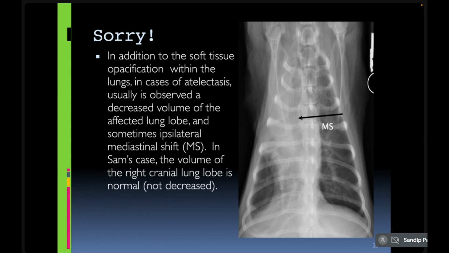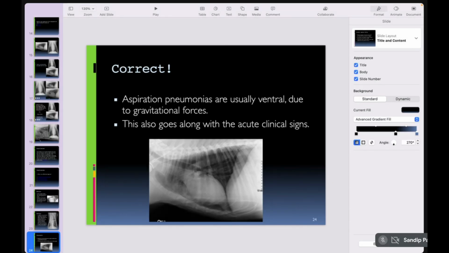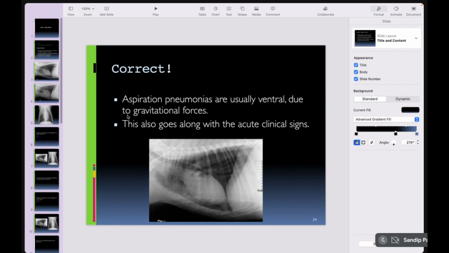And atelectasis may have lobar sign, but not all the signs that support our aspiration diagnosis. So yeah, we discussed all patterns and we discussed one particular case.